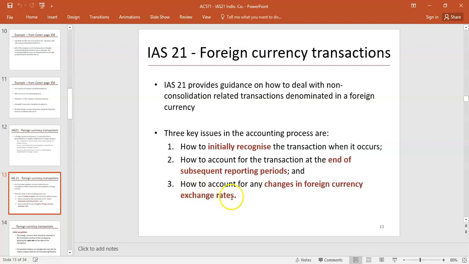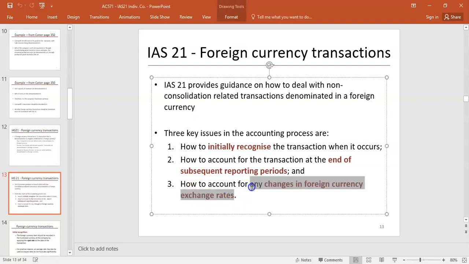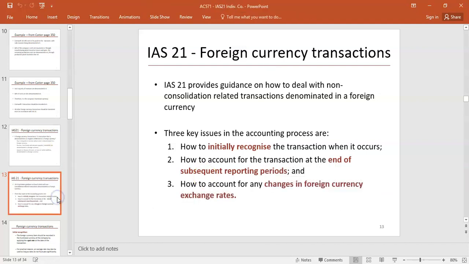And of course then, if there are any changes in FX rates, where do they get accounted for? Do they go through the P&L? Do they go straight to equity? Or do they go to the OCI? So you need certain rules for standardization across the board. So we'll look at each of those three.